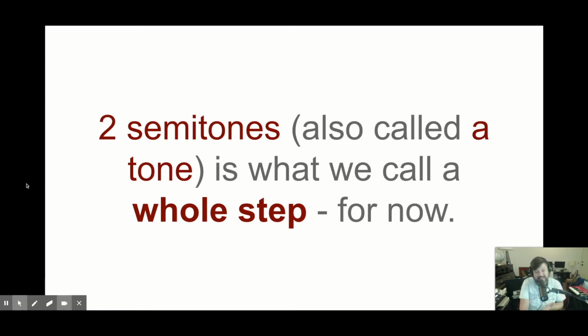Okay, 2 semitones. The next one, it's almost the smallest. We also call it a tone, right? A semitone is like a part of a tone, half of a tone. But a tone, 2 semitones, is what we call a whole step for now. Again, that one has another technical name that we're going to learn.